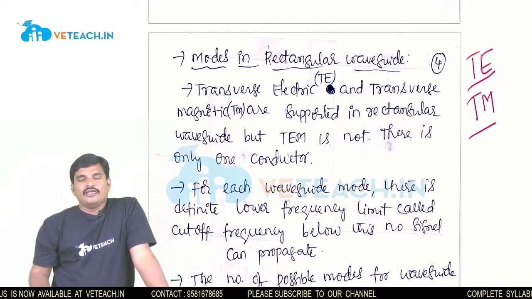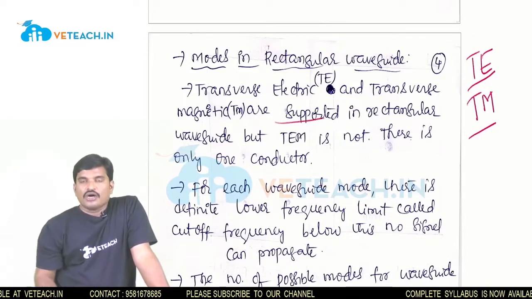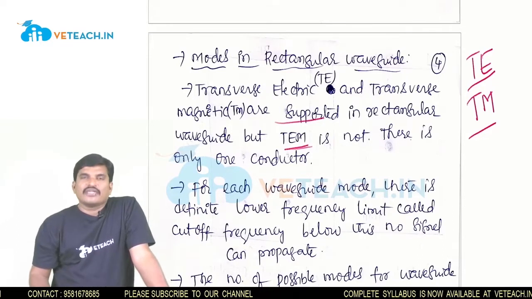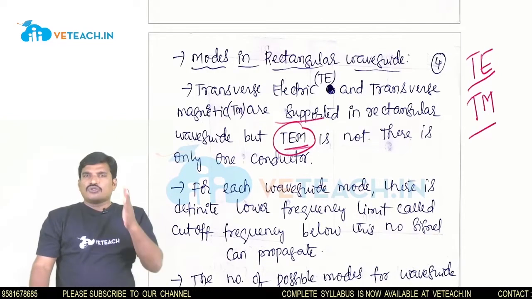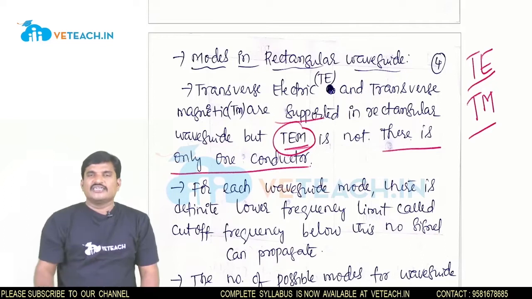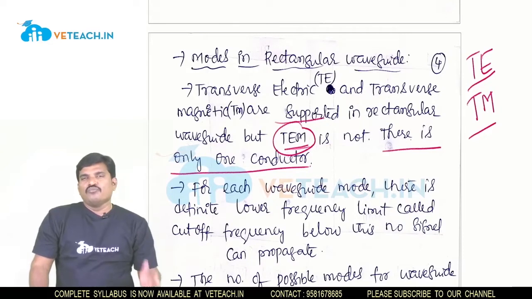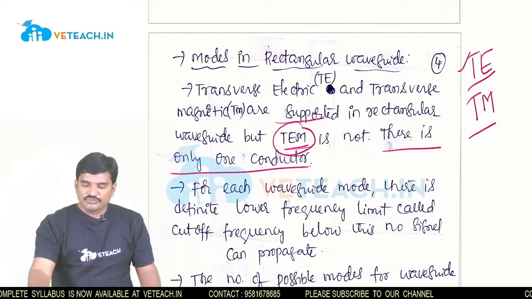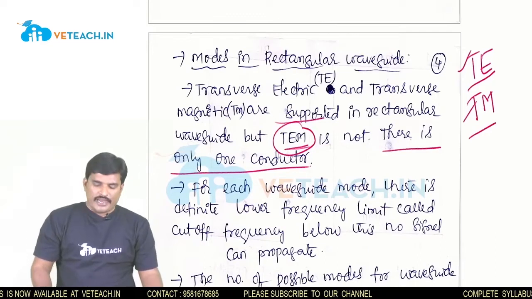These two modes are accepted in a waveguide. Transverse electric and transverse magnetic are supported in a rectangular waveguide, but TEM mode is not accepted. Very important bit for this online. Why is TEM mode not accepted in a waveguide? Because there is only one conductor in that particular TEM. Because of that reason, the TEM mode of propagation is not allowed in a waveguide, but it is possible to have the TE, transverse electric, as well as transverse magnetic.